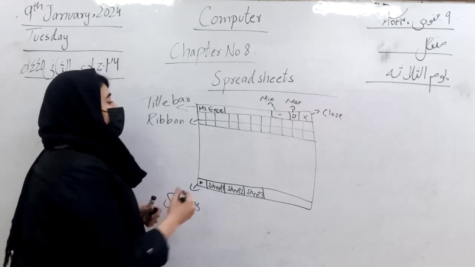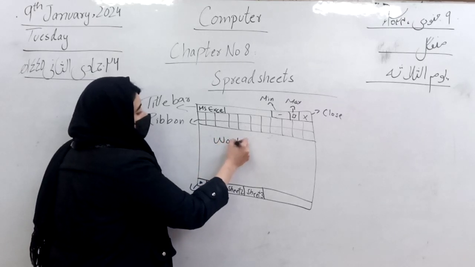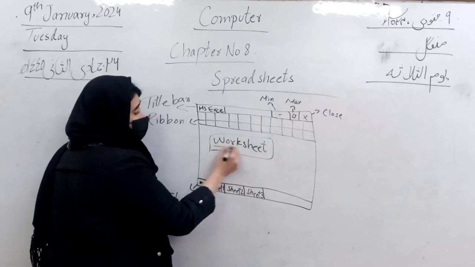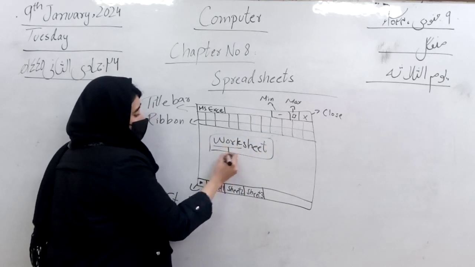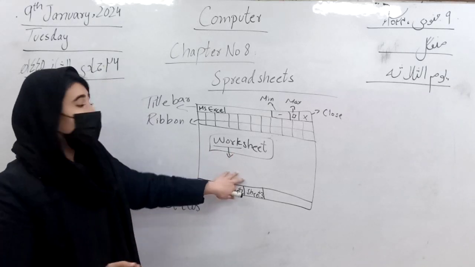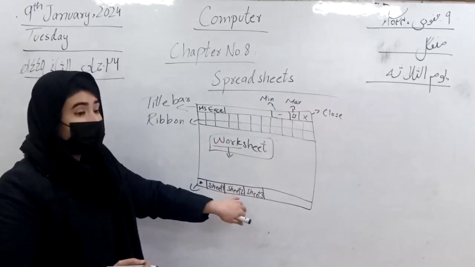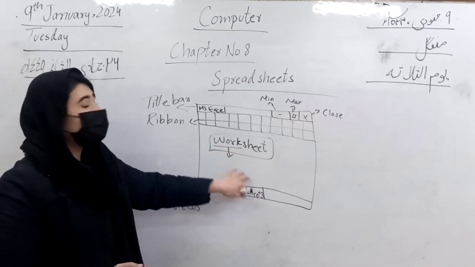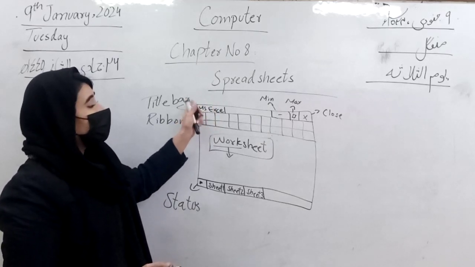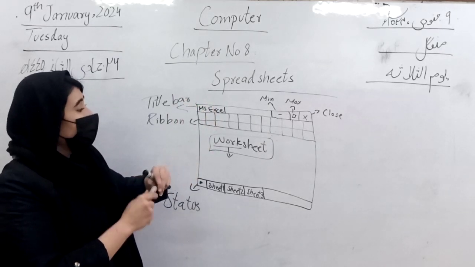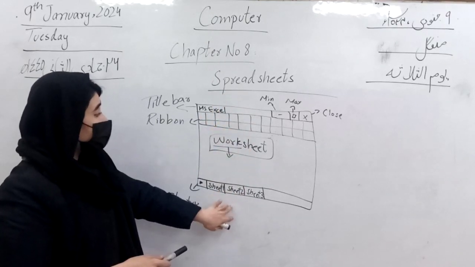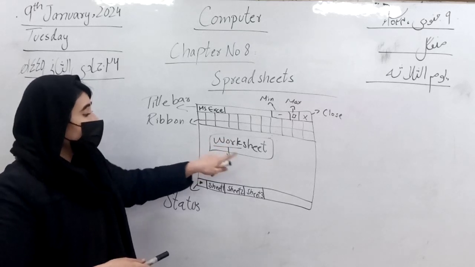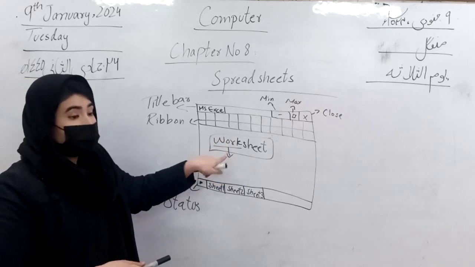Yes, very good. This area is called the worksheet because you are doing some work here. Its name shows that you are doing work here, so that's why we call it a worksheet. And this is all your spreadsheet, and the software on which you are working is your spreadsheet software, which is MS Excel. After opening MS Excel, the sheet you see on the screen is called a spreadsheet, and the part on which you are working is called the worksheet.